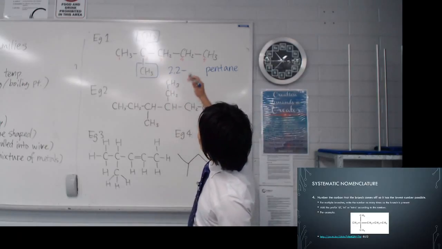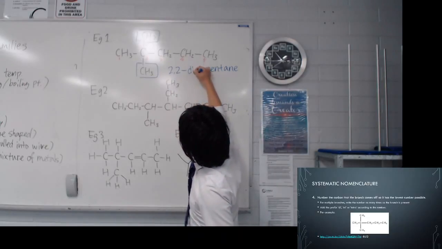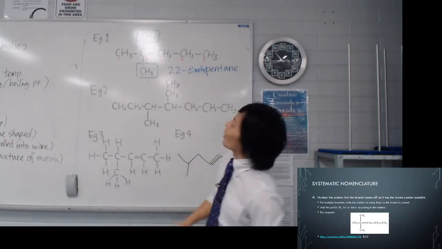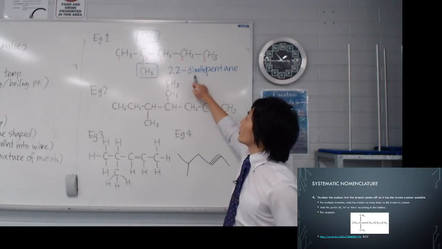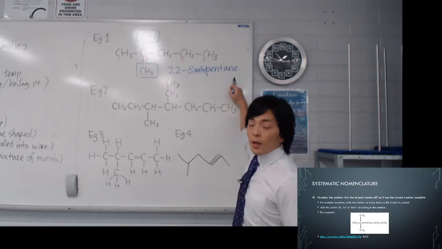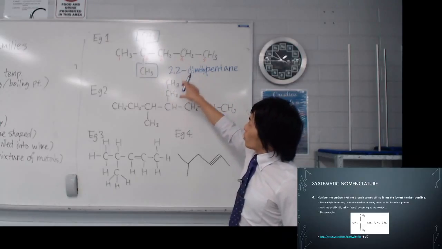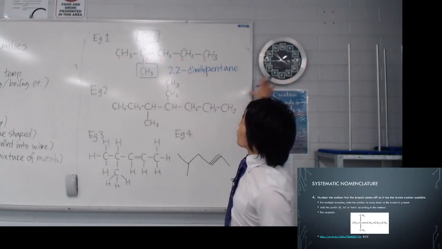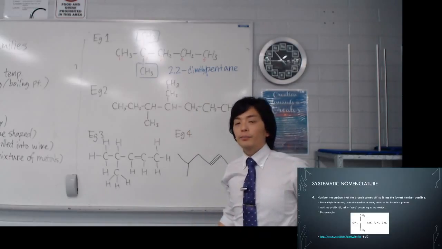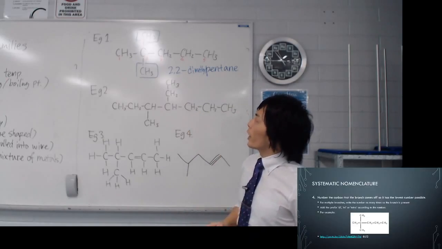2, 2, dimethyl. Sorry, you don't have to have space between dimethyl and pentane. So yeah, it's going to be 2,2-dimethylpentane. Okay, so that's going to be the name.